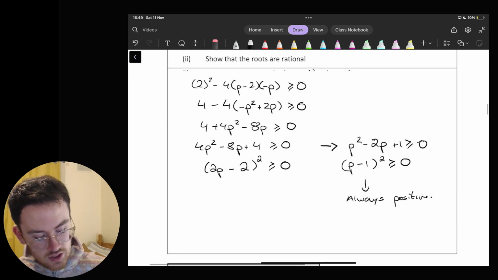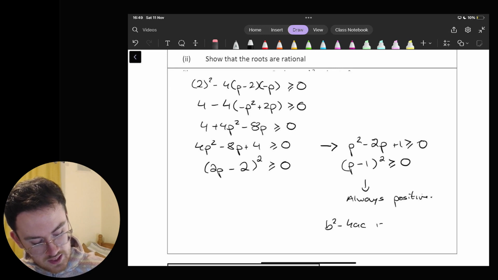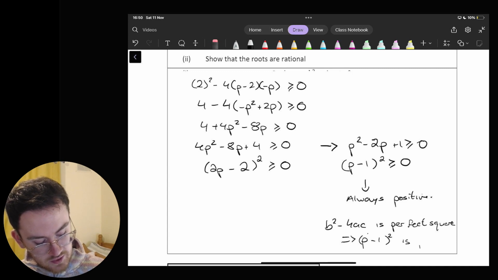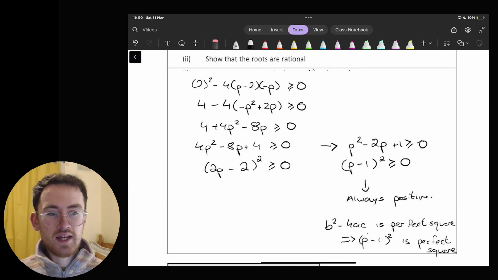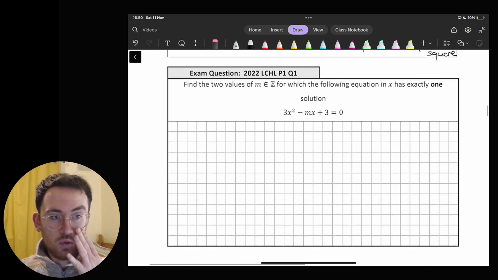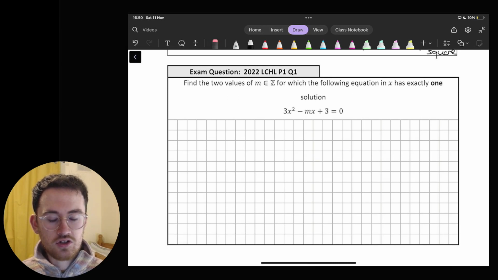To show the roots are rational, well, for rational roots, b squared minus 4ac is a perfect square. And we have shown that to be the case here, because p minus 1 all squared is a perfect square. So the roots are rational. Okay, so again, we're just applying these ideas the whole way down here. So we're going to look at an exam question or two here then.